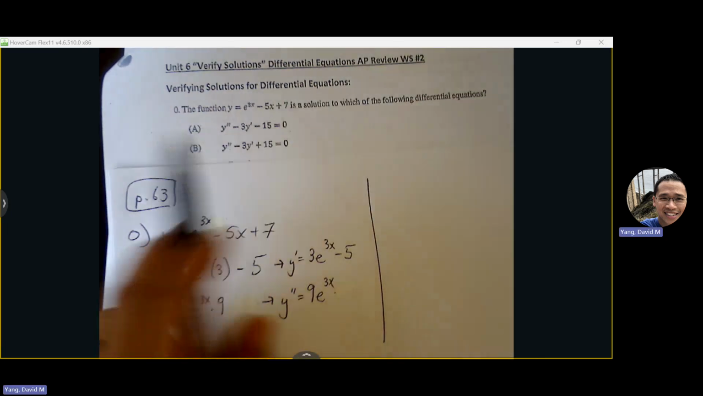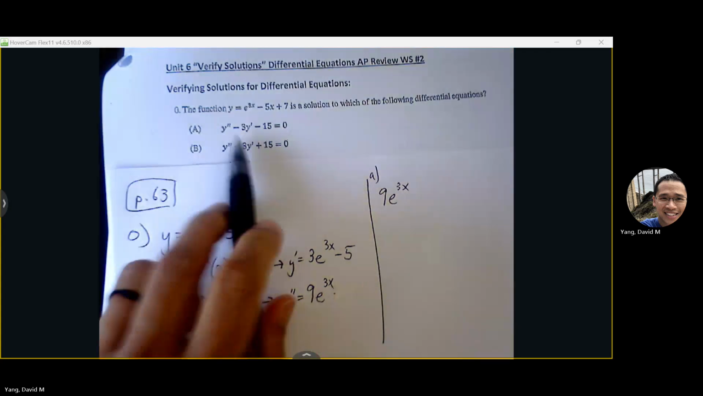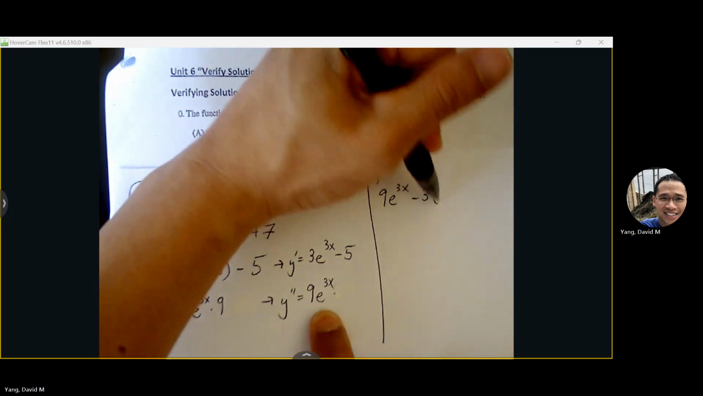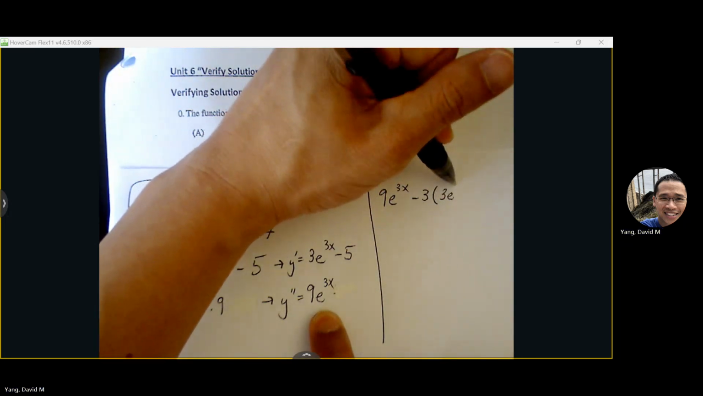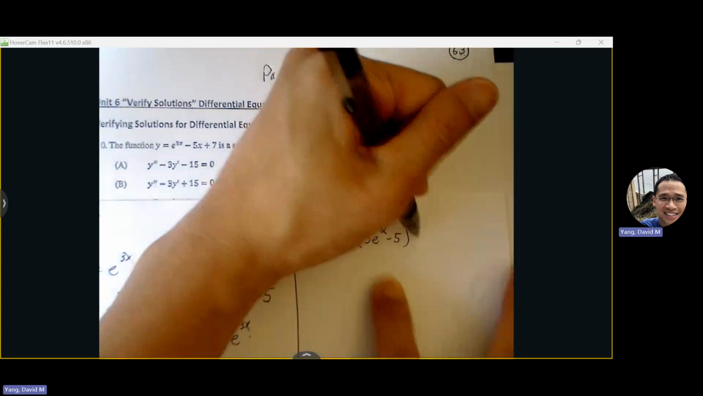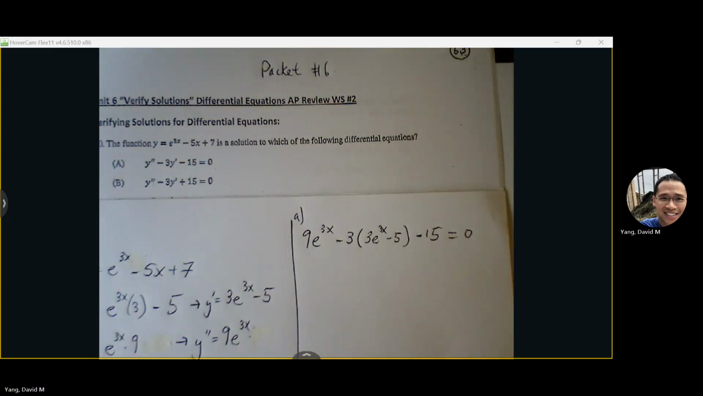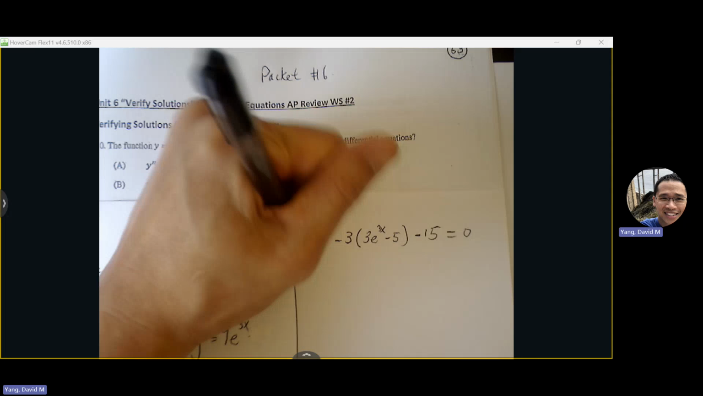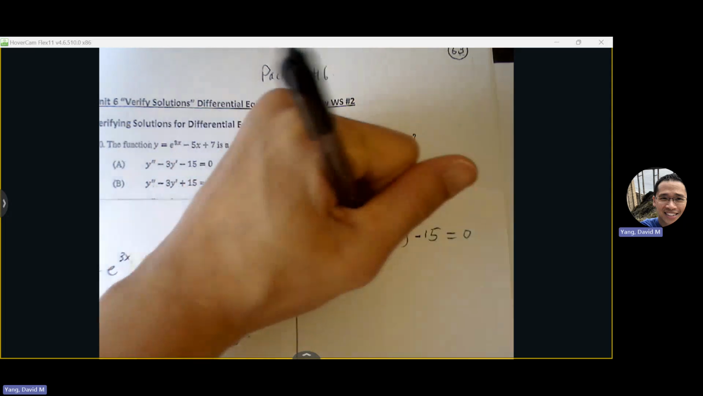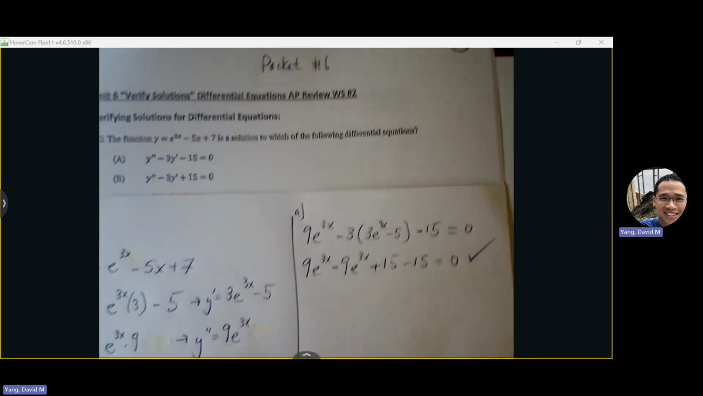So y double prime minus 3 times y prime minus 15 is equal to 0. So we're just going to multiply this through. I think this will work. 9e to the 3x minus 9e to the 3x plus 15 minus 15 equals 0. Great, that works.